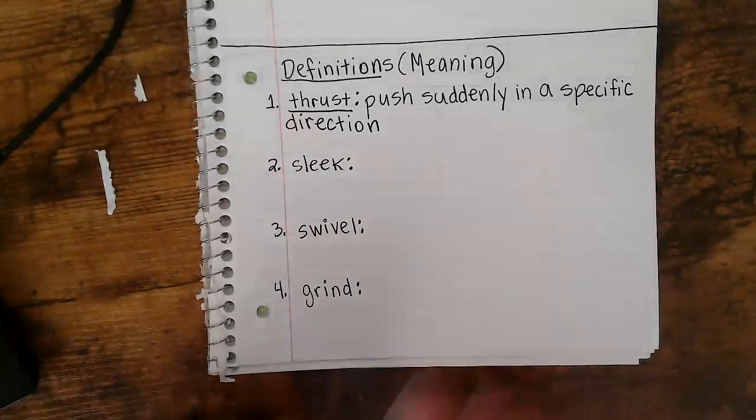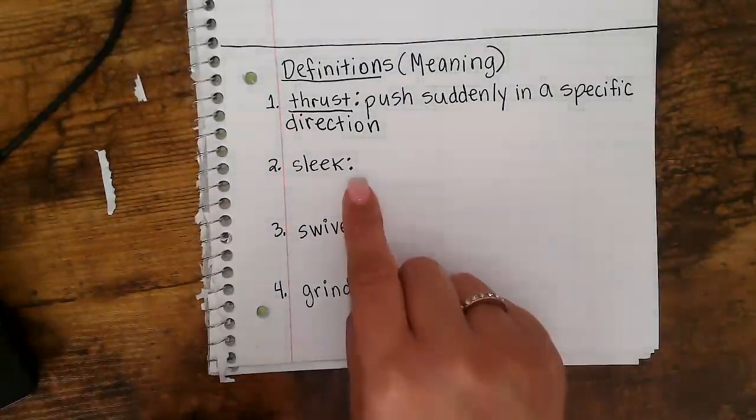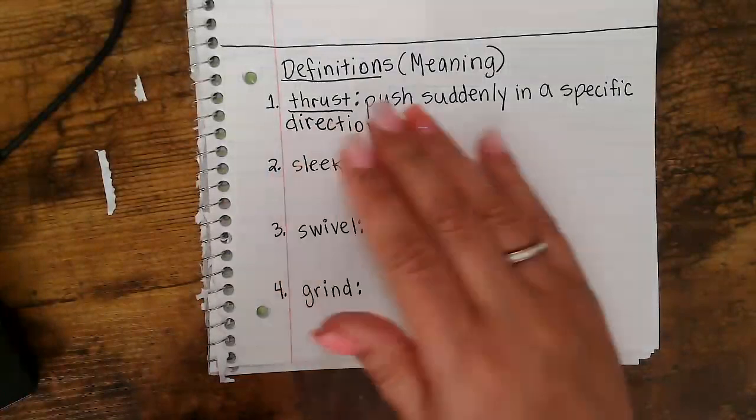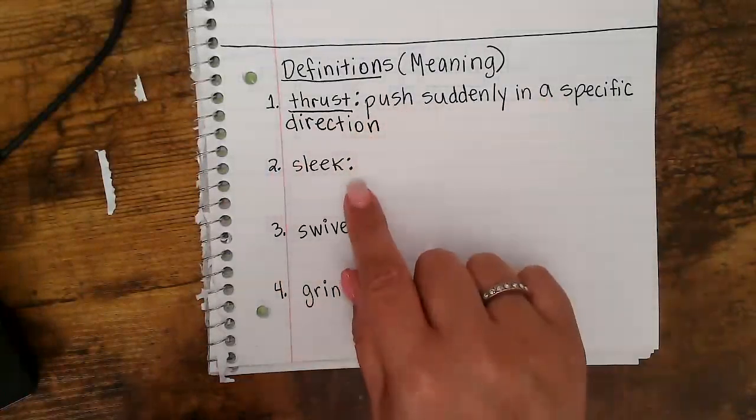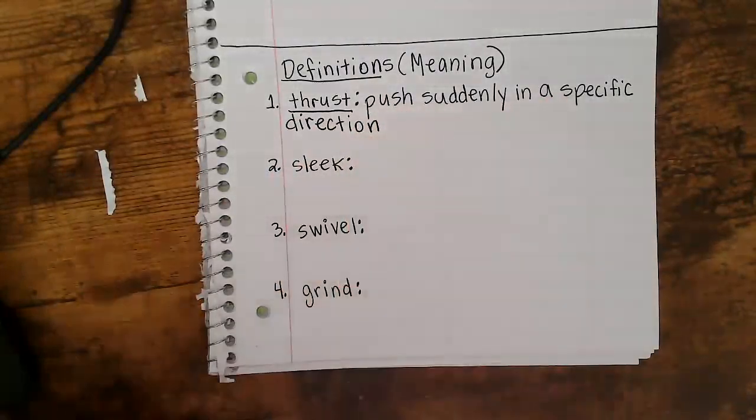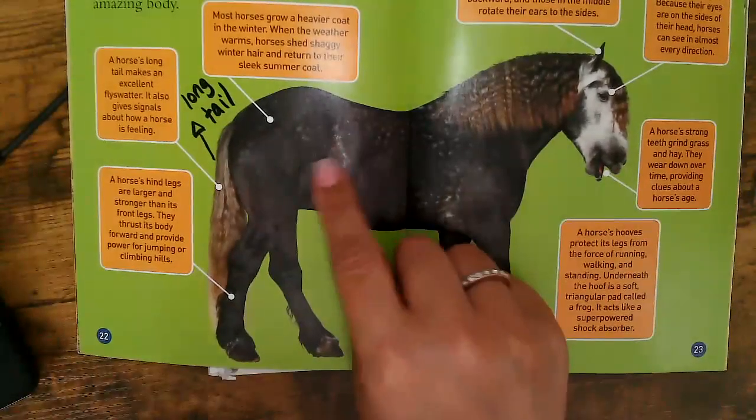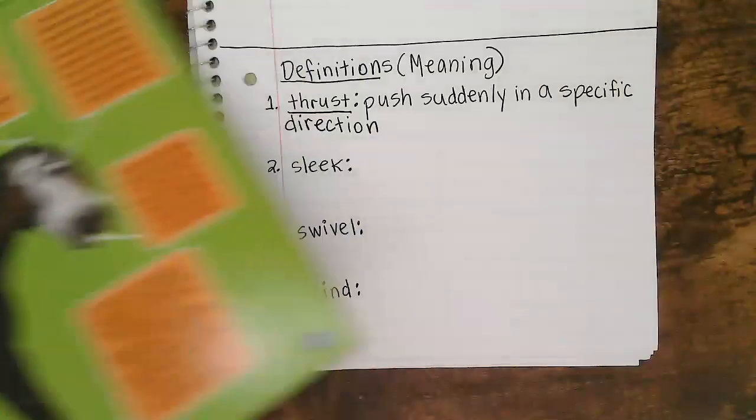I'm not going to write everything, but I am going to say some of the definitions. So what does sleek mean? Smooth and glossy. Smooth, so nice. So in the summertime, the horses have sleek summer coats. It's not very hairy. It's nice and smooth in the summertime.